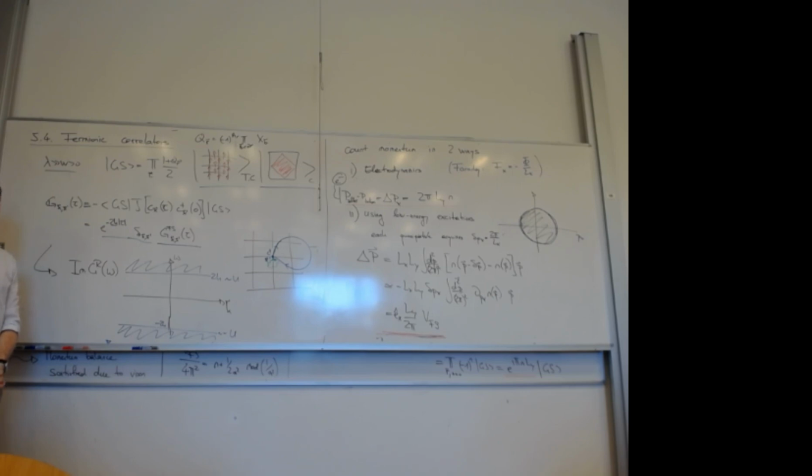Okay. This concludes everything that I wanted to say about the toric code and its generalization to fermions. Tomorrow we will start with field theory. Okay.